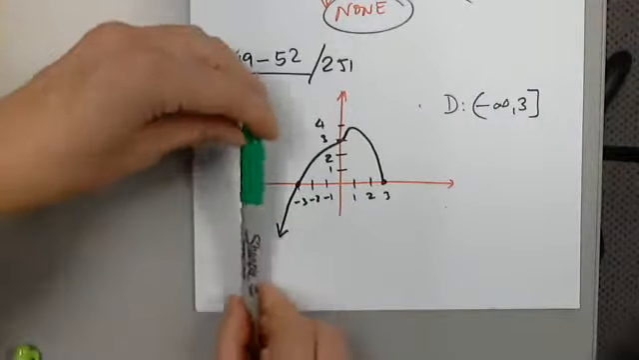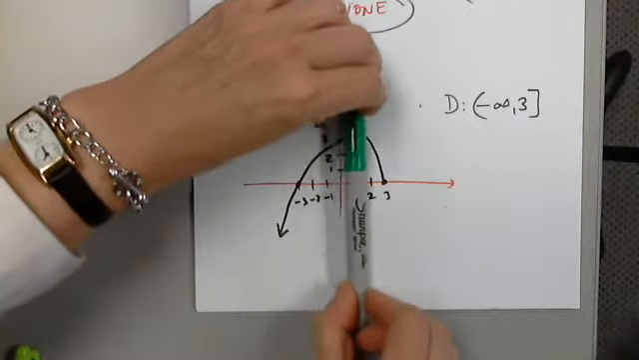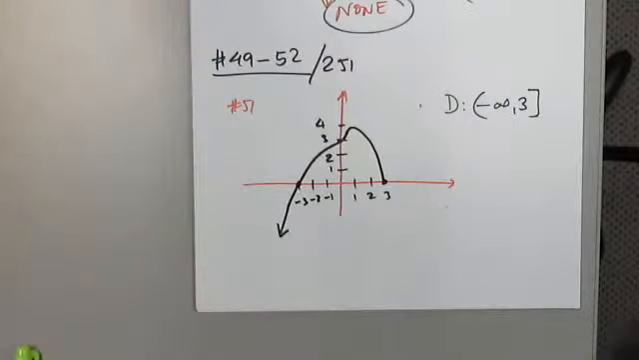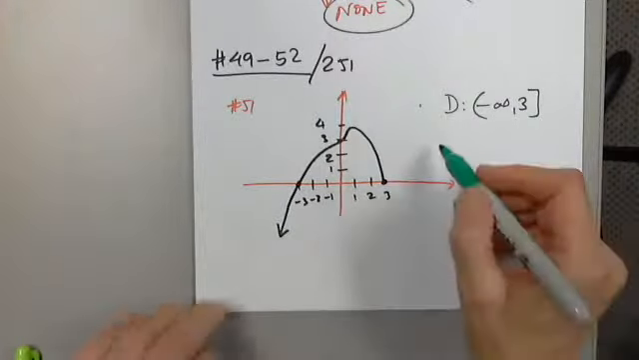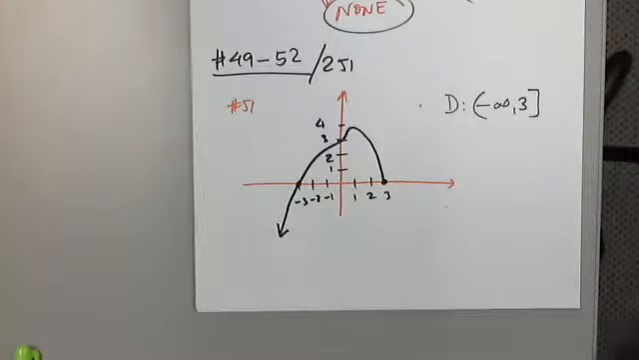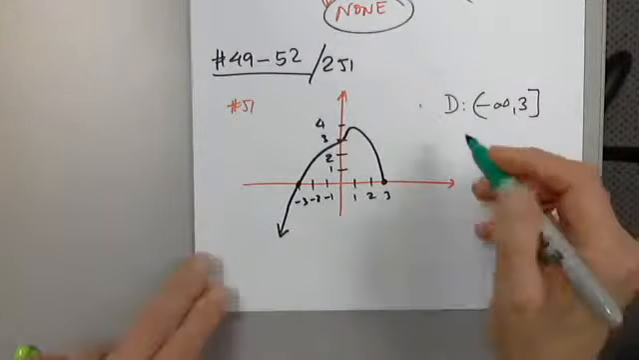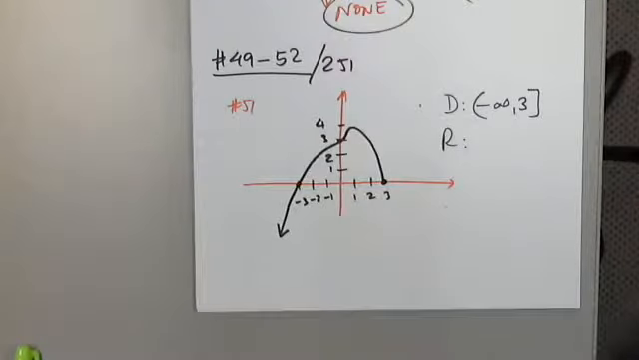From the leftmost point till the rightmost point. Do we agree with the domain being negative infinity to 3? Yes? Is that a yes? Yes. Very good. Range. Can anyone give us the range of this function?